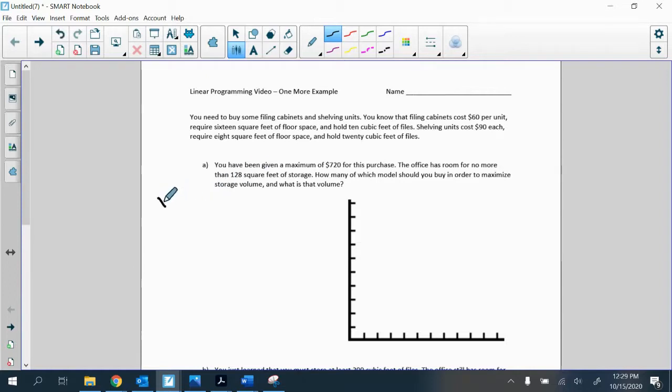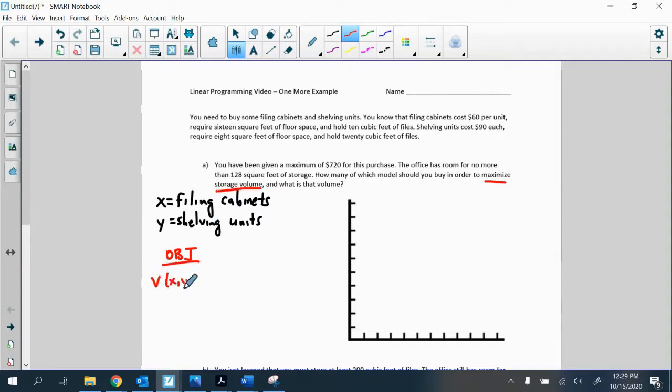So if I look at my variables, I need to figure out how many filing cabinets and how many shelving units that I'm going to purchase. The objective function is I'm trying to maximize the volume. So volume as a function of x and y is going to be 10x plus 20y. So this is the thing I want to maximize.